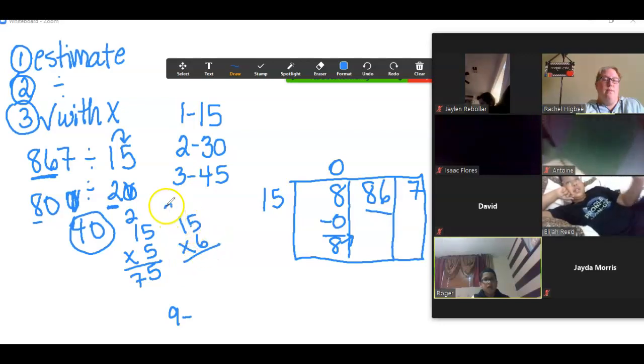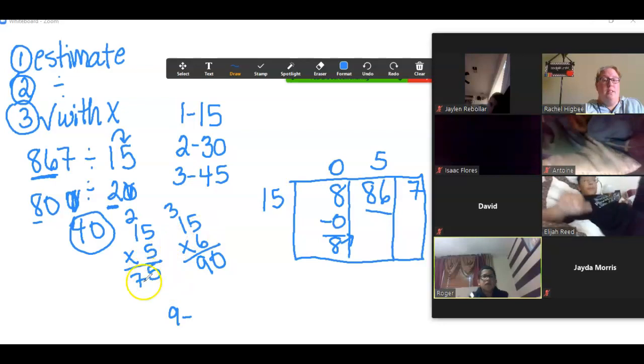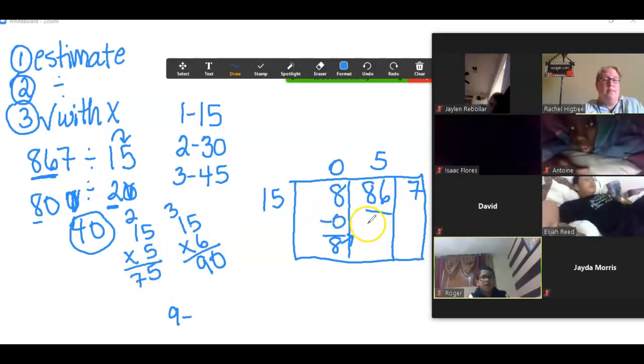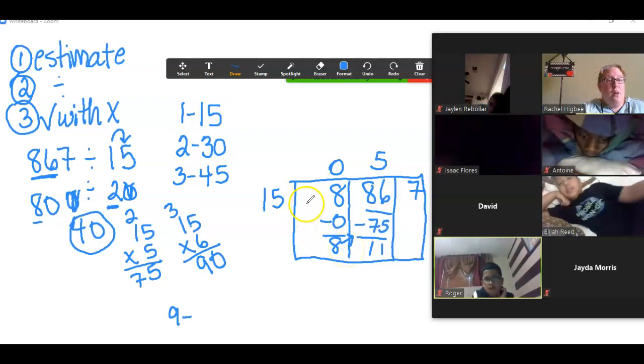6 times 5 is 30. And then 6 times 1 is 6, plus 3 is 9. Oh, that's too many. Okay, so 6 groups is too many. So I want to back it up to the 5 groups. And 5 times 15, we already did that work over here, is 75. And now I subtract.